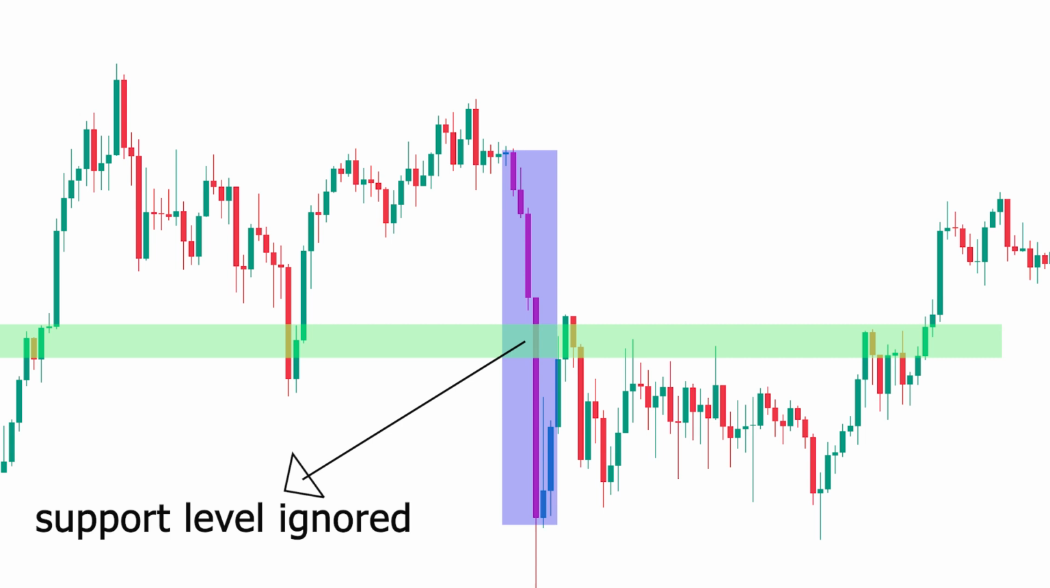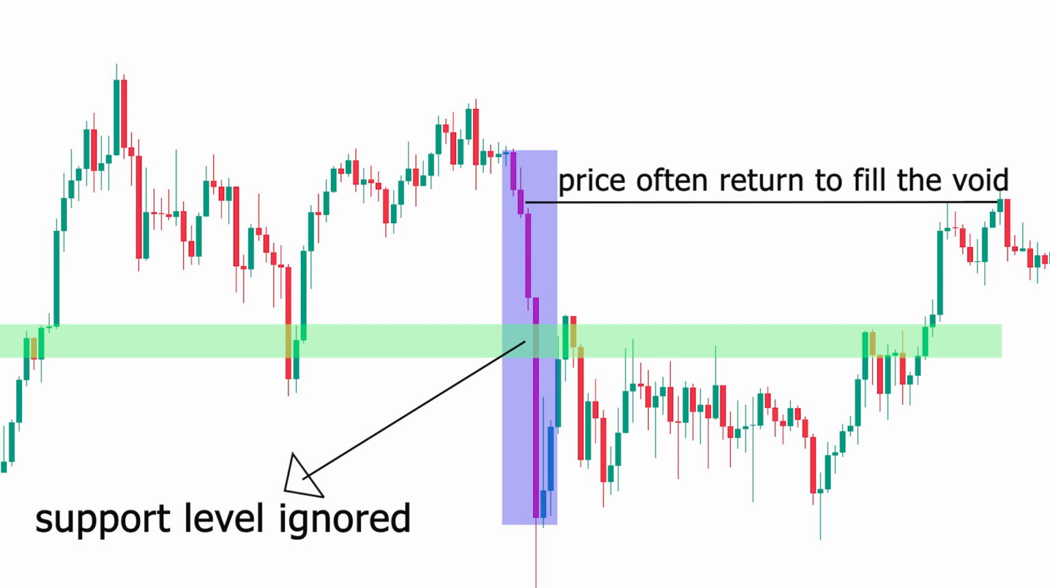That doesn't mean price will never return. In fact, markets often revisit these areas later. But when they do, don't assume the market must reverse or continue.